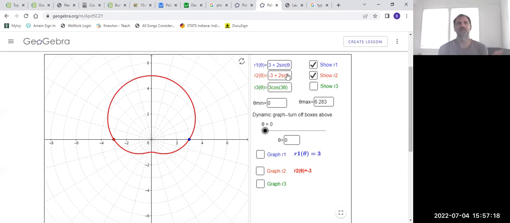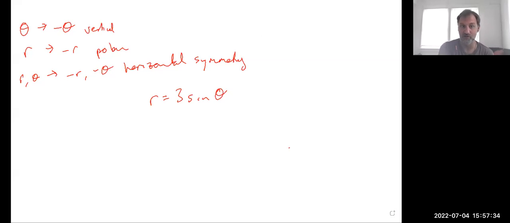I think that's possible to prove algebraically, but it's definitely not within what we care about. So again, for the symmetry tests, the whole point is just to be able to do these 3 tests and be able to say whether you see symmetry or not. If you don't, it doesn't mean there is no symmetry. It just means that the algebraic test is not giving you any evidence of that symmetry.